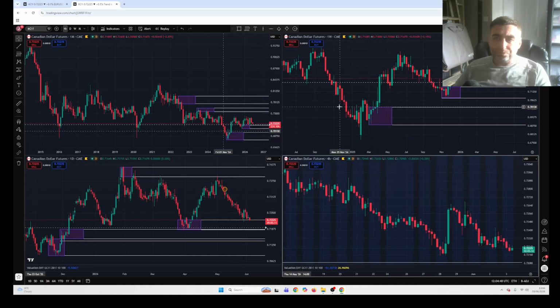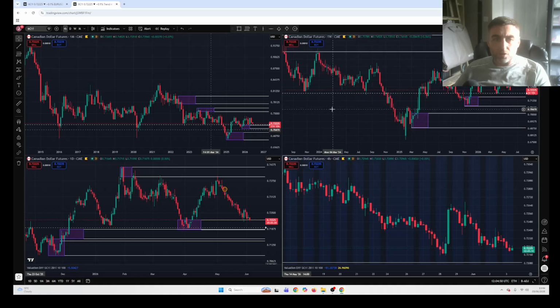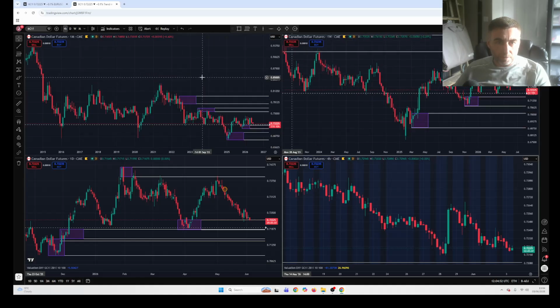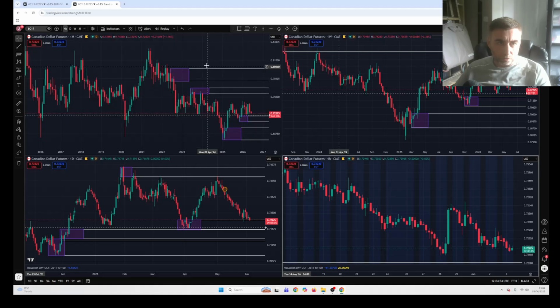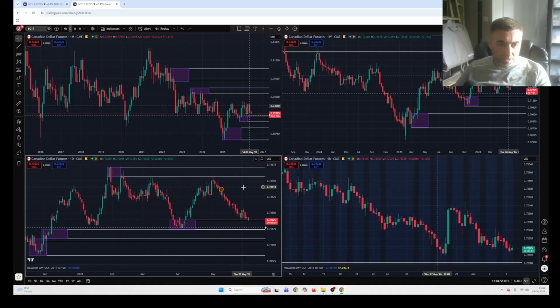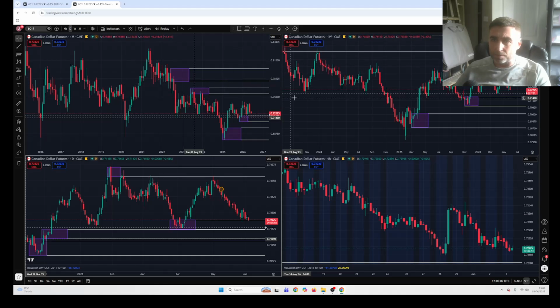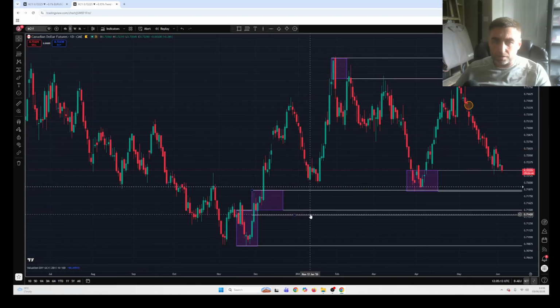Right, so now that I've got my bias and I think that the Canadian dollar is gonna go long, I need to plot my entry points, my potential entry points now. Just forget the monthly chart here, top left hand corner. We don't really need to look at that. Right, the main one for now will be this daily chart.